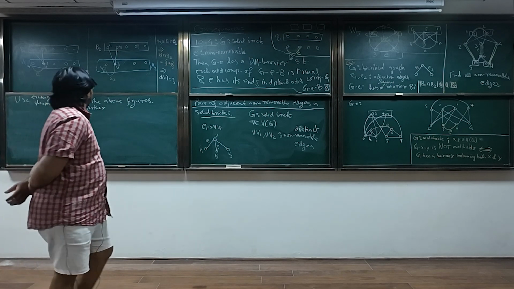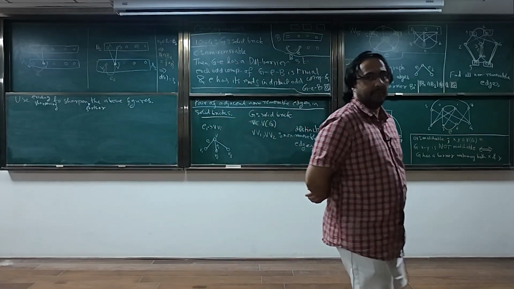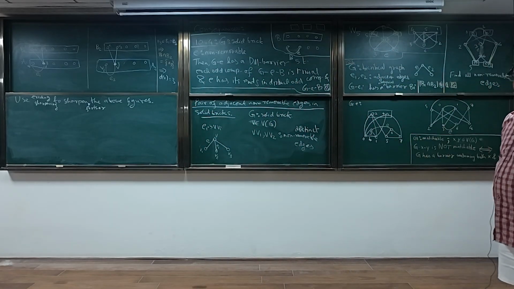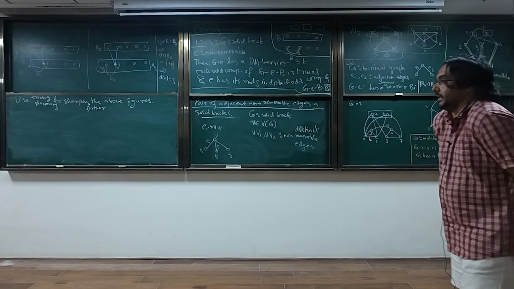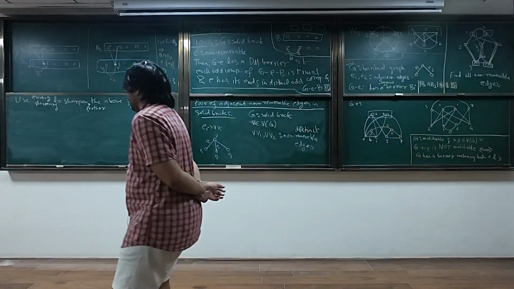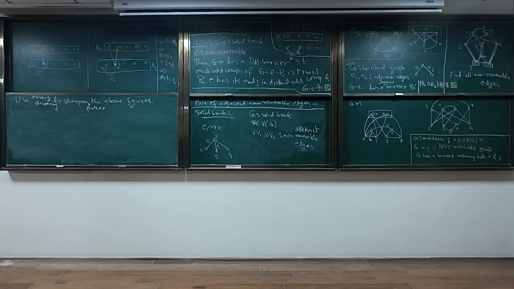Can you relate these 4 sets with each other in some way? I don't know what way, but figure it out. They are the same graph. Both of these are drawings of G. So there should be something going on here. See if you can figure it out.